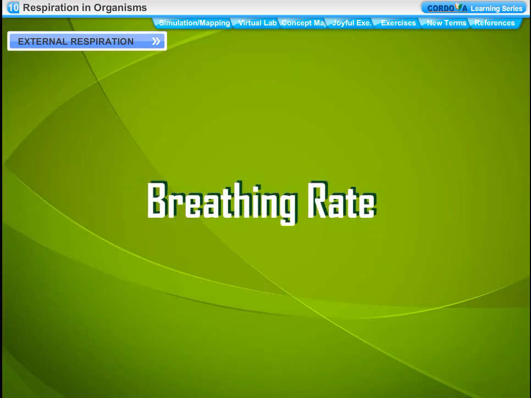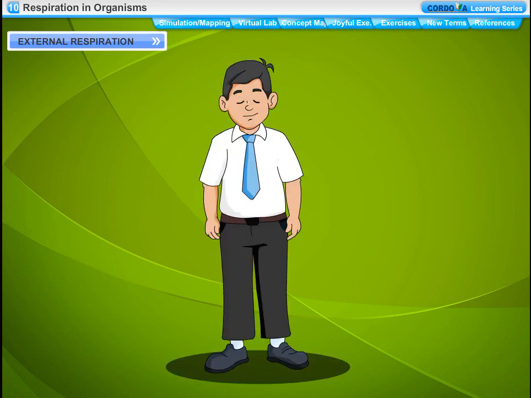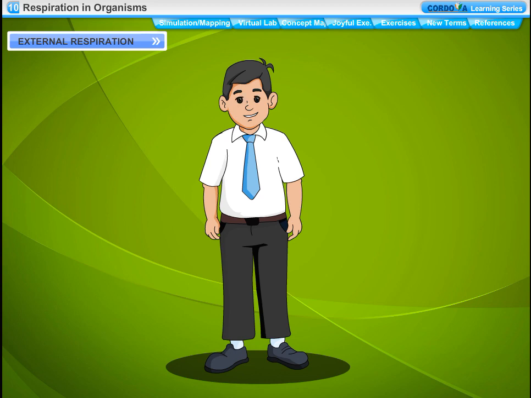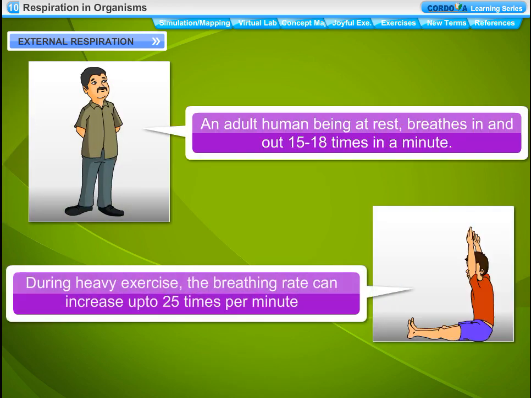Breathing rate. A breath means 1 inhalation plus 1 exhalation. The number of times a person breathes in a minute is termed as the breathing rate.